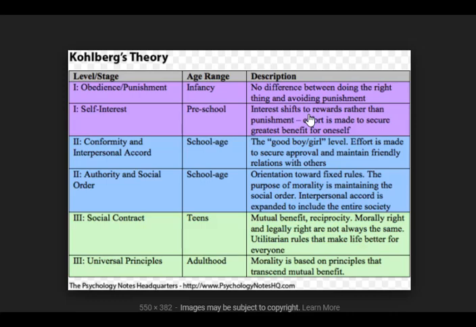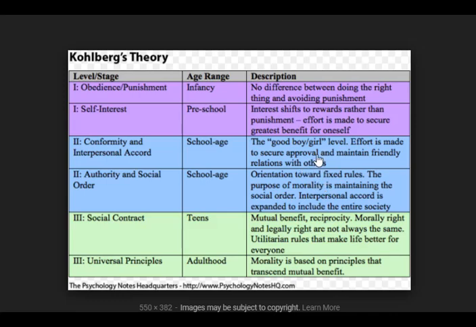Then you have self-interest, which a child can gain certainly for the next few years. Interest shifts to rewards rather than punishment. You can secure the greatest benefit for yourself: if you get a good grade on a test, you're going to get a prize when you get home, and if you don't, you're going to get in trouble when you get home. Self-interest. Then you have that middle level, that conventional stage.